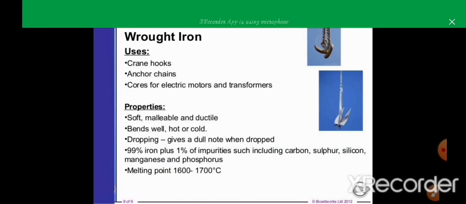Next, we go to wrought iron. It is used for making springs, anchors, hooks, electric motors and transformers. Another important use is that it is used for making electromagnets.